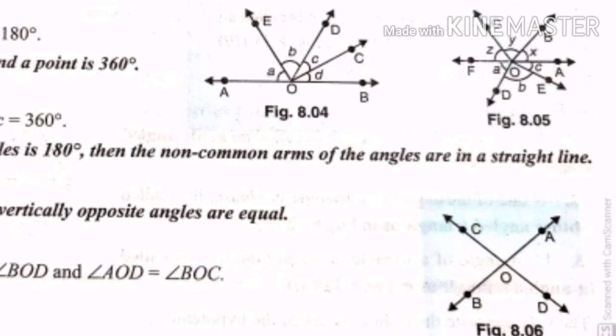See figure 8.06. Here you can see two intersecting lines AB and CD intersect at point O. So here a total of four angles are formed: AOD, AOC, COB and BOD. But the opposite angles, that is AOC and BOD, are equal in measure, and AOD and BOC are also equal in measure. So by two intersecting lines we always get two pairs of angles equal in measure.